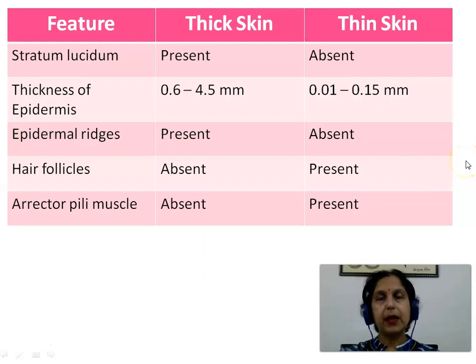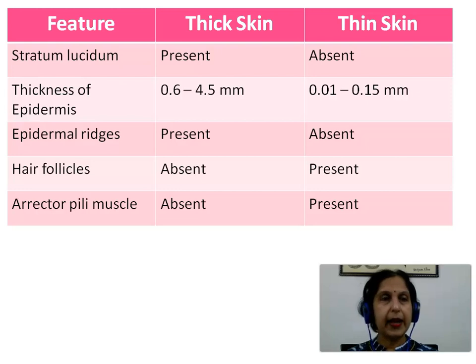Now let us see what the differences are between the thick skin and the thin skin. Stratum lucidum is present in thick skin and is absent in thin skin. The thickness of epidermis is between 0.6 to 4.5 millimeters in thick skin, and it is between 0.01 to 0.015 millimeters in thin skin. Epidermal ridges are seen in the thick skin while they are absent in the thin skin.